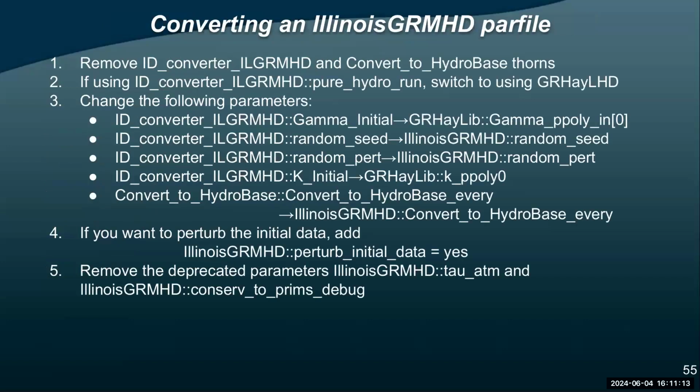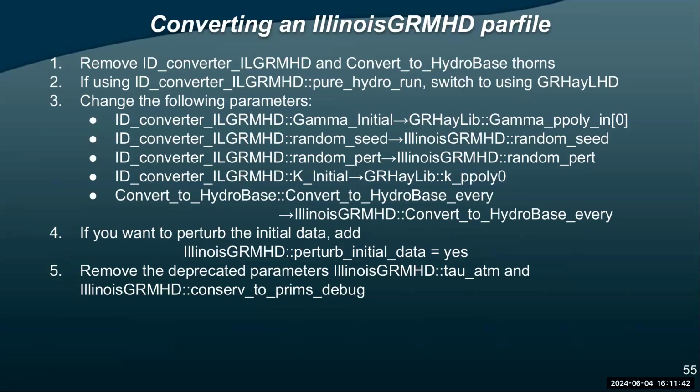Now, the last thing is, if you have an old Illinois GRMHD program and you want to convert it, there is backward compatibility, so it will still work. But if you want to use the new features and get rid of some of the old stuff that's in there, first of all, these two thorns aren't used anymore. If you're using the pure hydro run from the ID converter thorn, just switch to using GRHayL because that's the pure hydro code now. You don't have to use Illinois GRMHD for that.